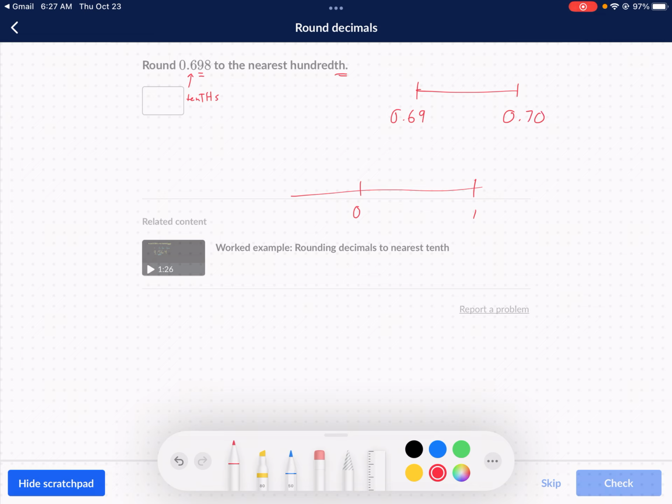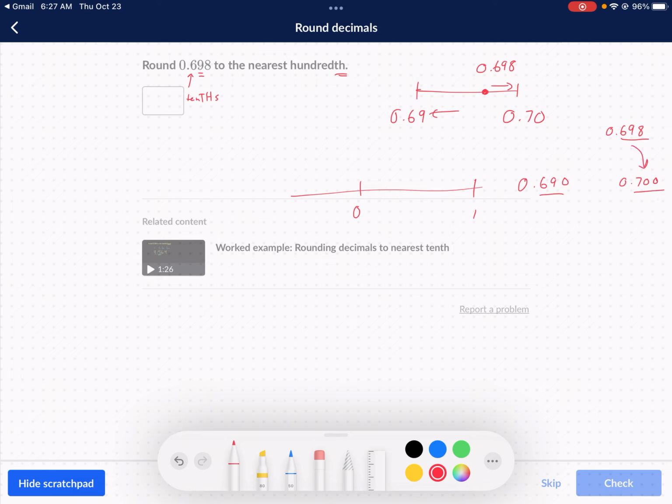Where does 0.698 fall? Well, 0.698 is definitely closer to 0.7 than to 0.69. This is a little tricky when you're dealing with decimals. A way to think of it is you could include that extra 0 in there: 0.700 and then 0.698. That's an easier way to think of it. So think of 698. Is it closer to 700 or is it closer to 690? Definitely closer to the 700, right?